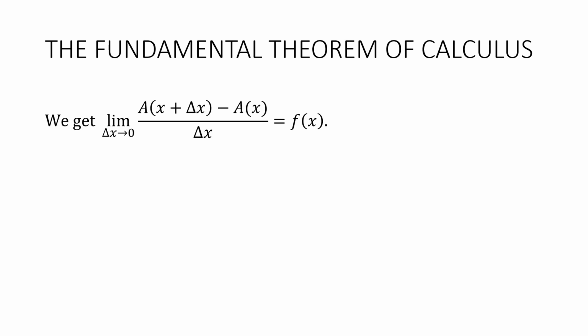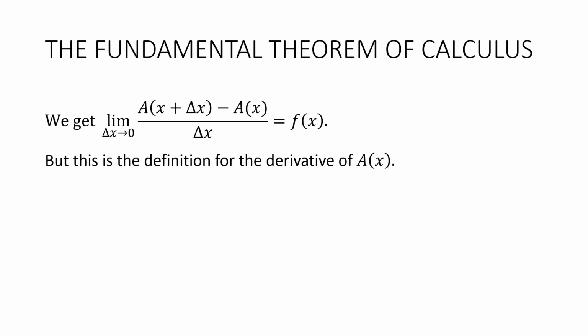And so we get the limit as delta x approaches 0 of A of x plus delta x minus A of x all over delta x. And that's going to be equal to f of x. Now this should look familiar to you. This is the definition of the derivative by first principles.